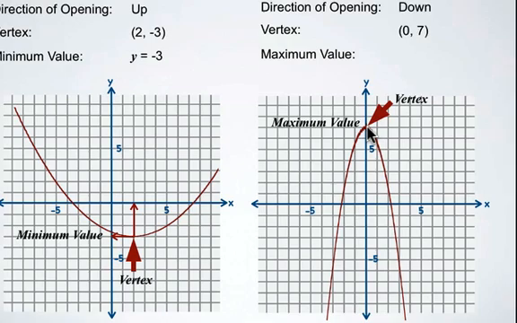The maximum value. The maximum value is equal to the y-coordinate of our vertex. The y-coordinate is 7. So our maximum value is y equals 7.